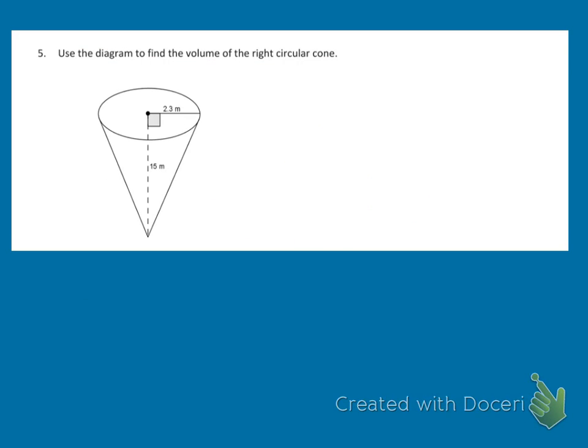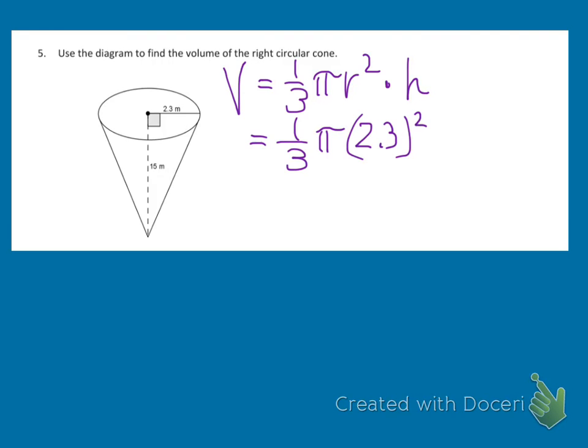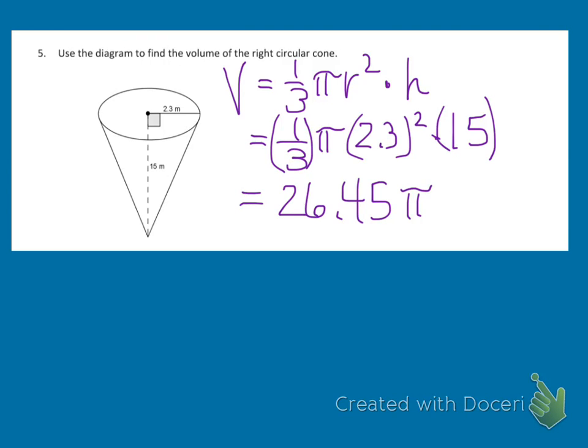All right, the next one. So the volume again is 1/3 pi times the radius squared times the height. So we've got 1/3 times pi. The radius is 2.3, so it's 2.3 squared times 15. And simplifying that, again, you could put this in your calculator. 1/3 times 15 is 5. Then 5 times 2.3 times 2.3, and you're going to get 26 and 45/100 pi. And the units on that will be meters. It's really hard to see on my copy. Meters cubed.